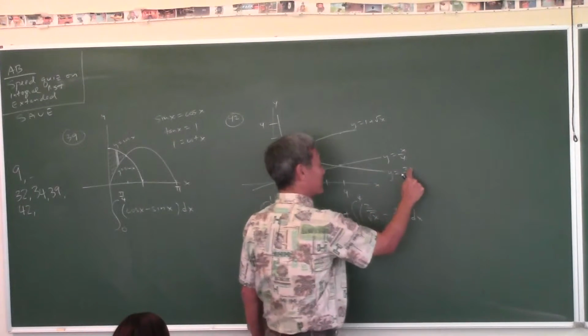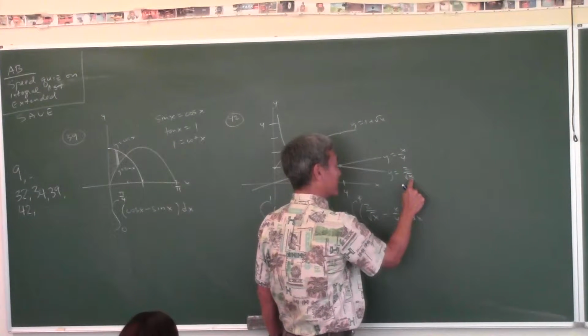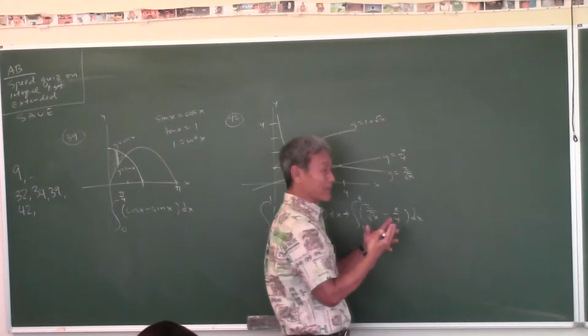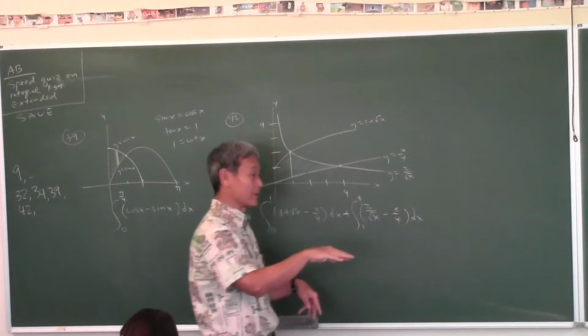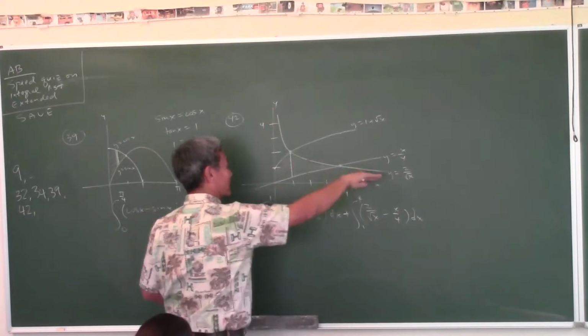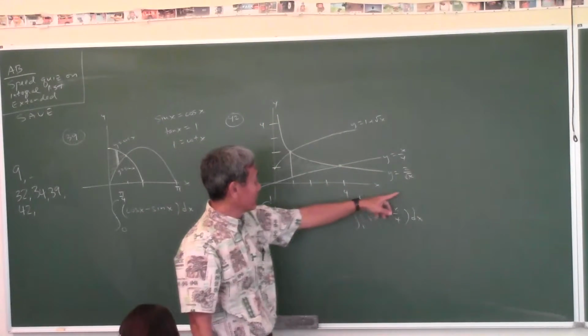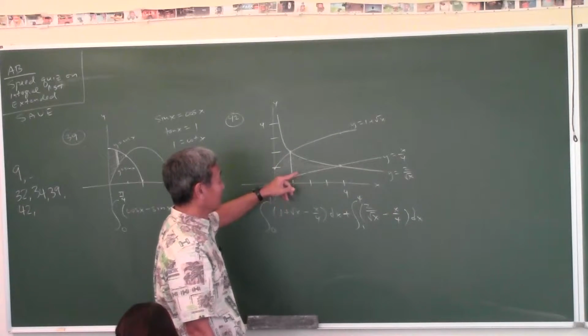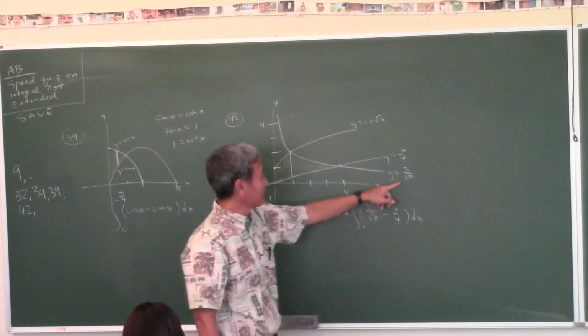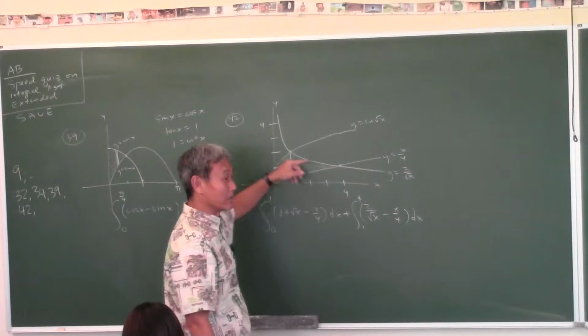What's the degree of the top? 0. What's the degree of the bottom? 1/2. 1/2 is bigger than 0, so the horizontal asymptote is going to be y equals 0. So you know it's going to look like this, but how do you know what's in between? Well, let's plot some points. What happens if you plug in 1? You get 2. What happens when I plug in 4? You get 1.